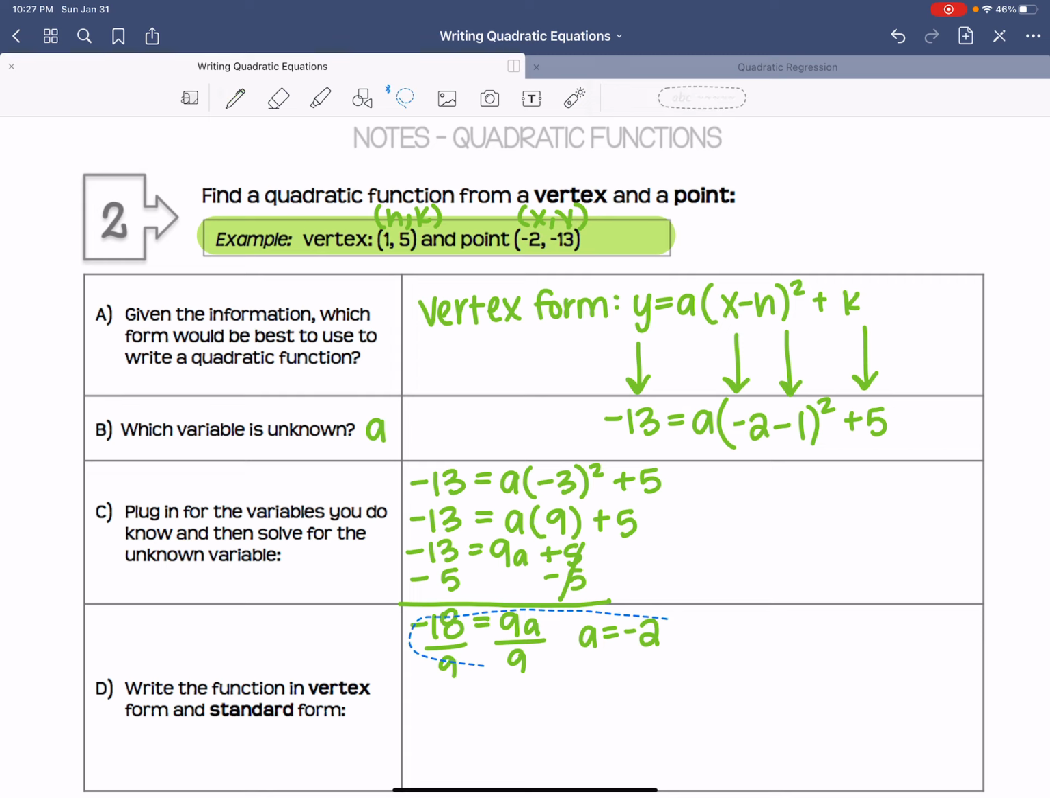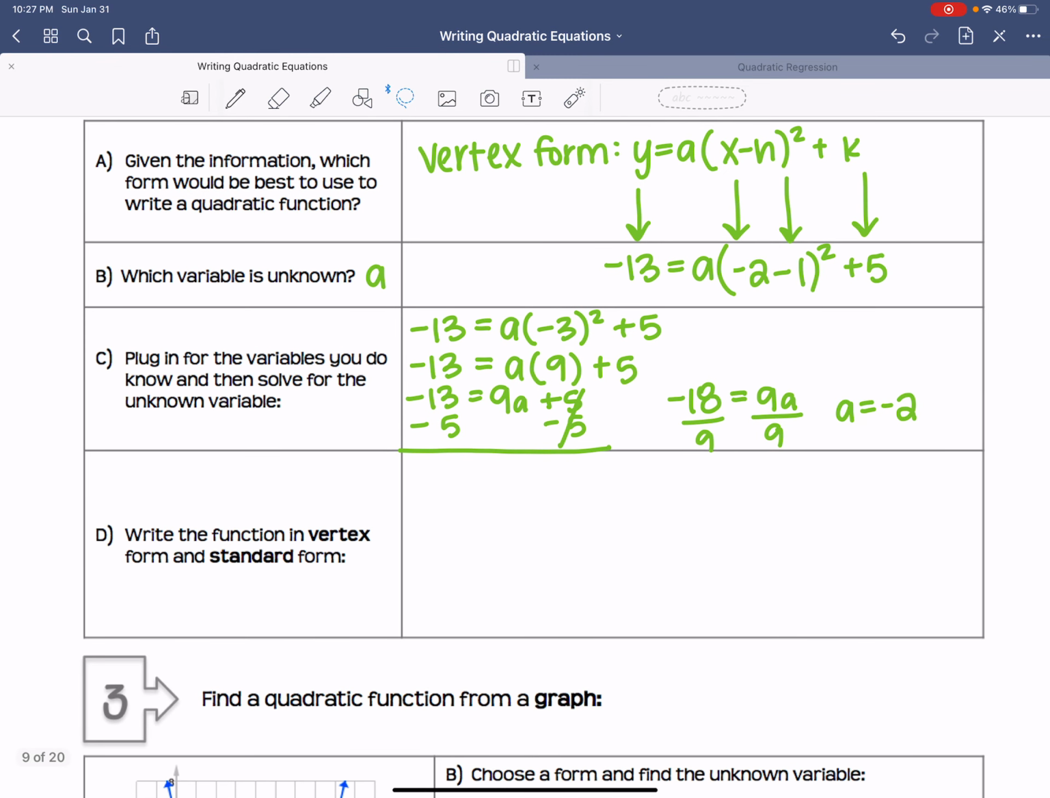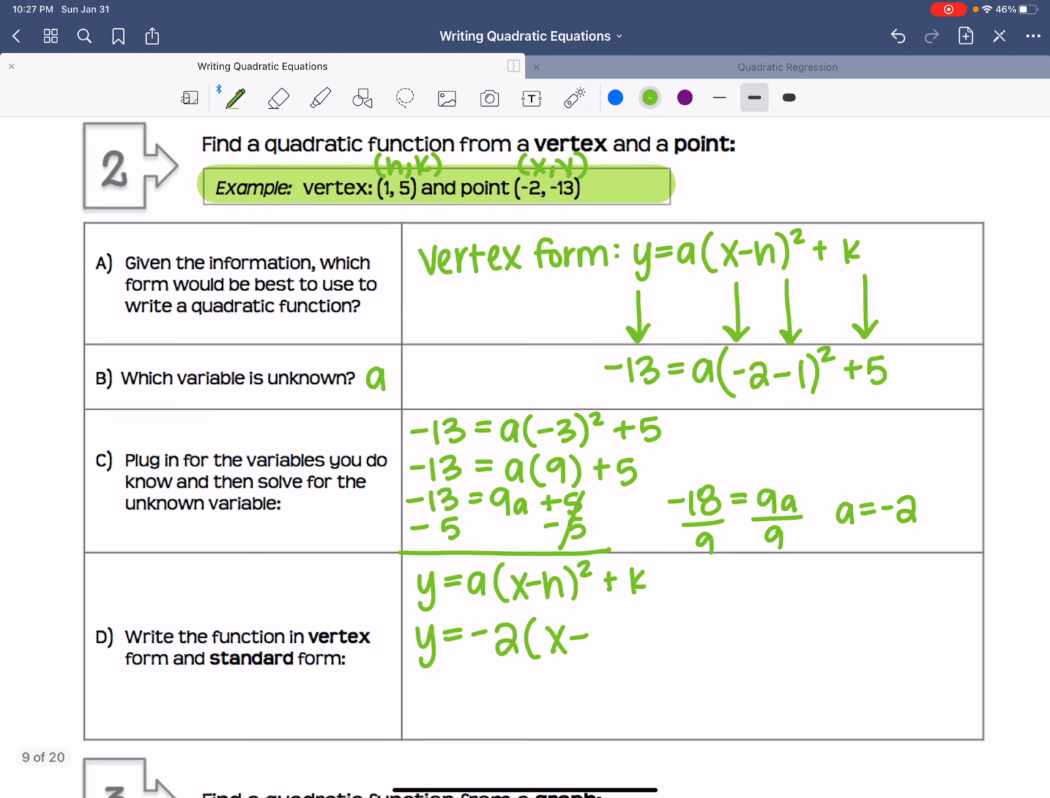I'm going to move this stuff up out of our way. And now we're going to write our equation in vertex form, but this time we're plugging in h, k, and a, which we just solved for. So y equals a times x minus h squared plus k. I'm going to plug in a, h, and k. So y equals negative 2 times x minus, our h value was 1, which we were given, and our k value was 5. So this is our equation in vertex form.